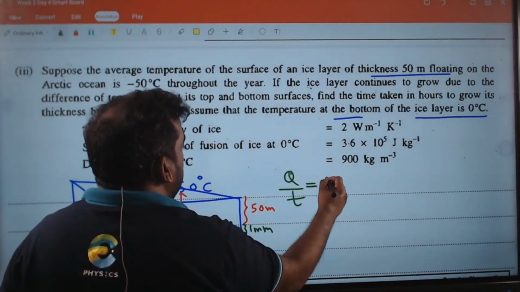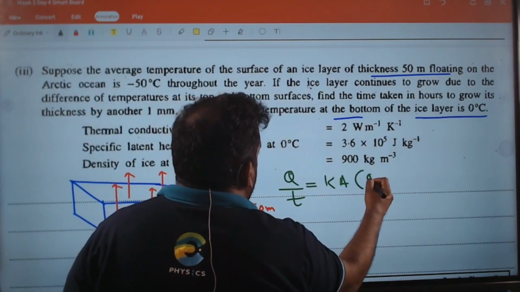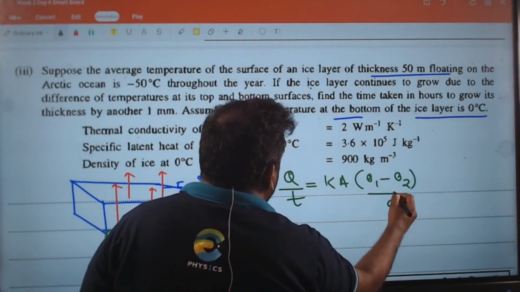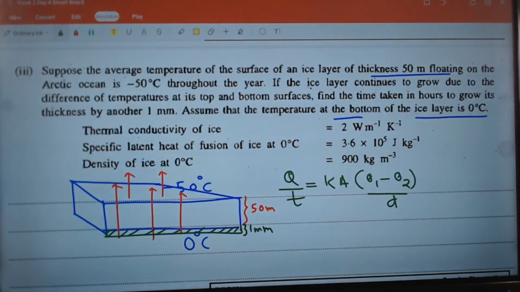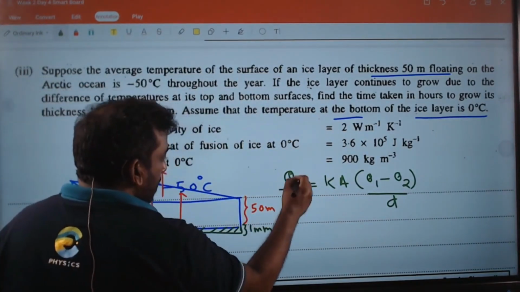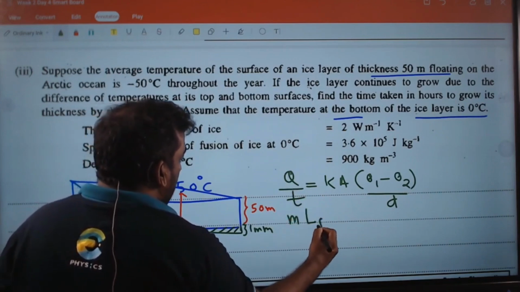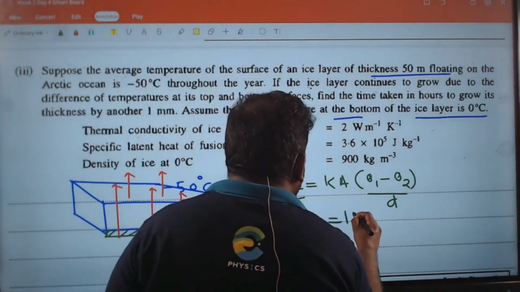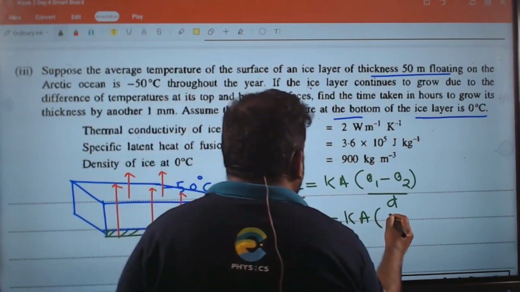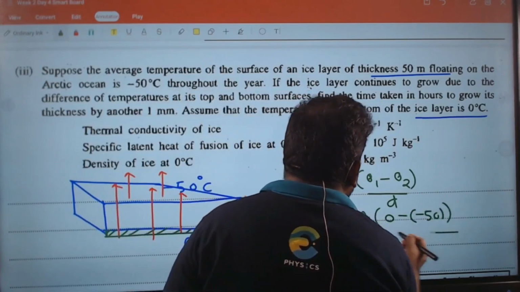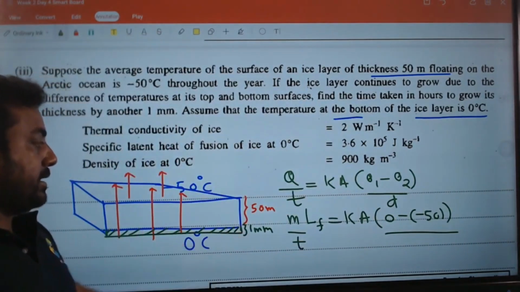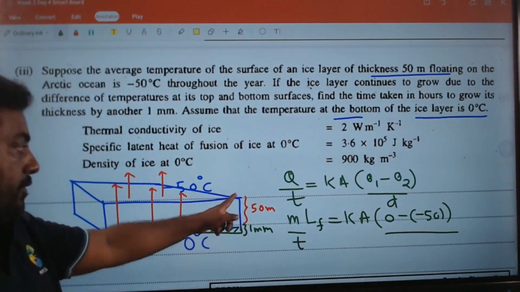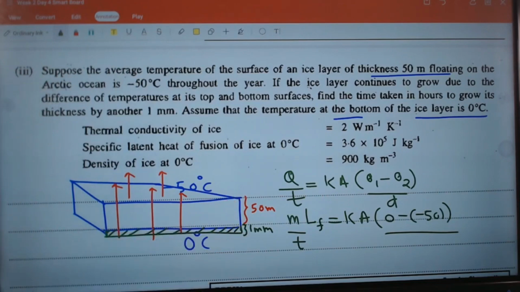The rate at which heat is transferred is K times A times (theta 1 minus theta 2) divided by thickness D. Look at this: M L_F divided by T equals K times area times the temperature gradient, 0 minus minus 50, over the thickness. Be careful of this thickness. Now here 50 and 51. The average thickness will keep on changing.